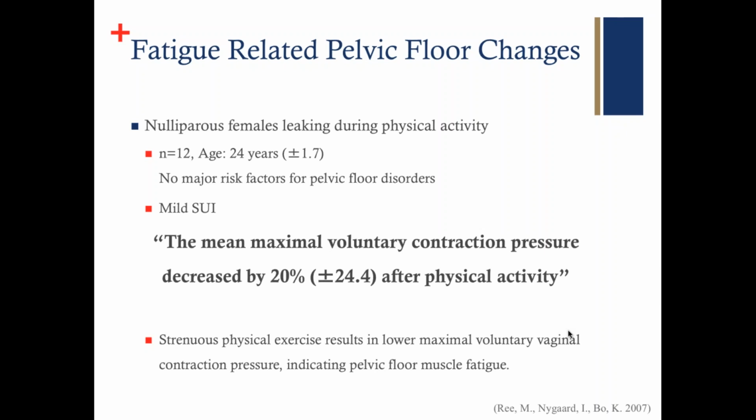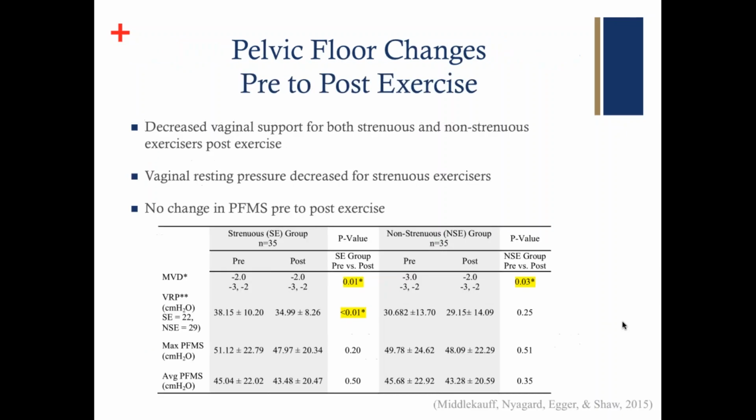Their conclusion was the mean maximal voluntary contraction pressure decreased by 20%. So the voluntary contraction pressure, squeezing as hard as possible, decreased by 20% after physical activity, meaning their pelvic floor muscle strength decreased when they had finished their activity bout. So strenuous exercise results in lower maximal voluntary vaginal contraction pressure, which just indicates pelvic floor muscle fatigue. Now, is that an acute change? Is that something that just changes for a few minutes, a few hours, a few days? Now that we don't know for sure.